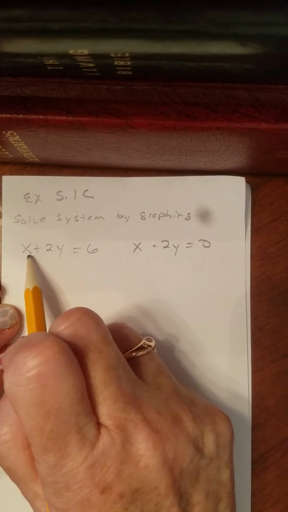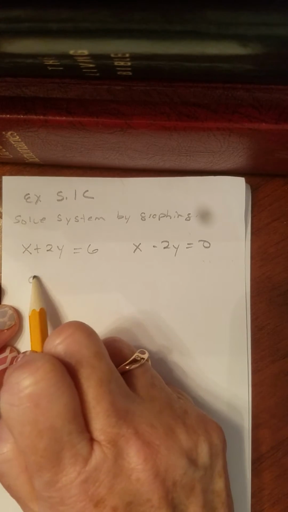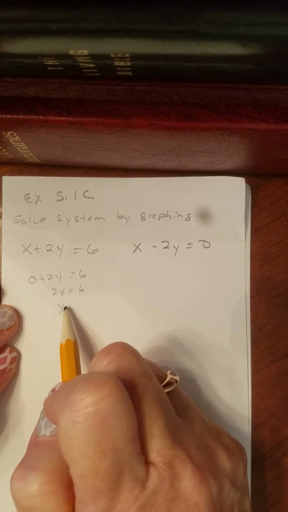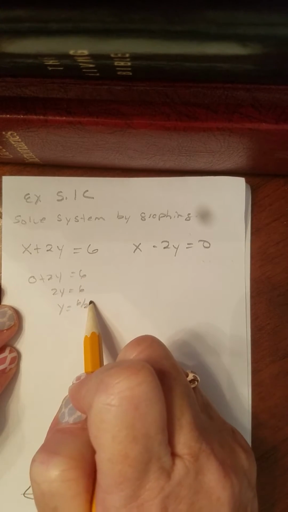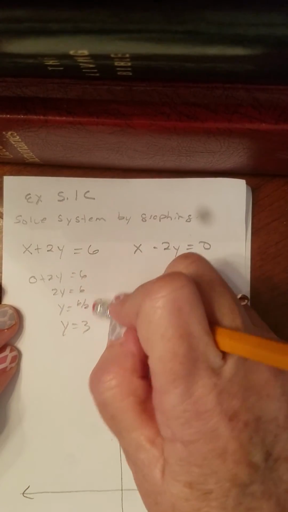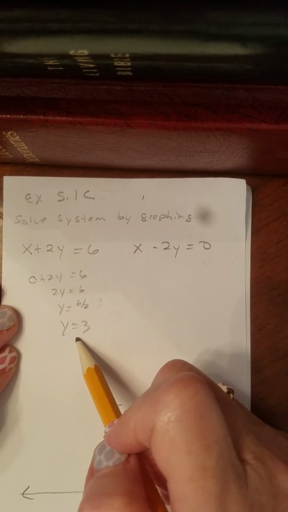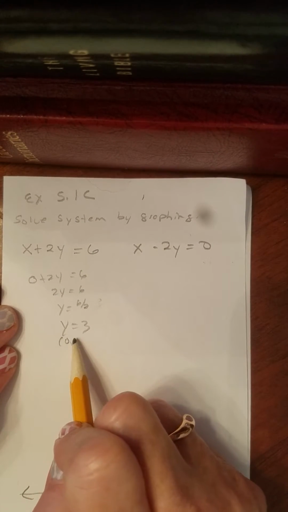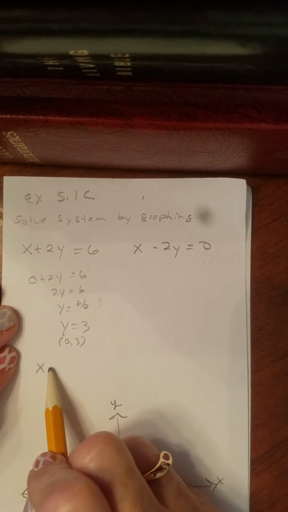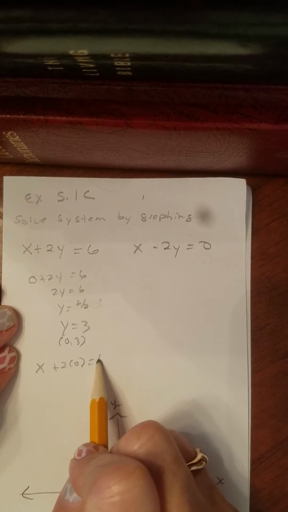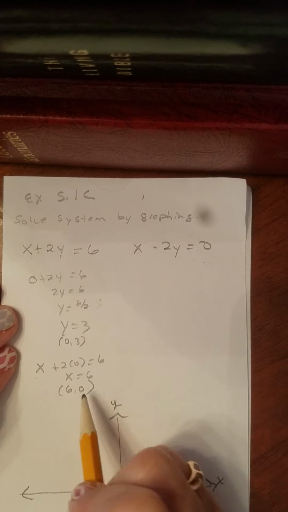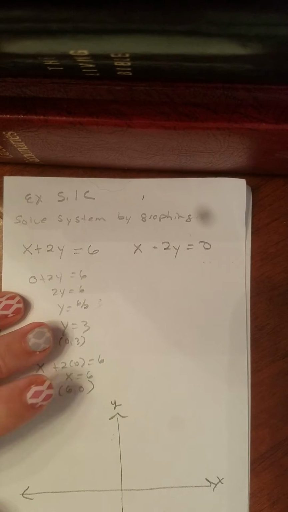Okay, so when x is 0, I end up with y equals 6 over 2, which is 3, right? So y equals 3. Just go ahead and write it that way. Okay, so that's when x was 0. When y is 0, what is x? Well, x equals 6. So that means 6, 0. So here are my 2 points for this line.